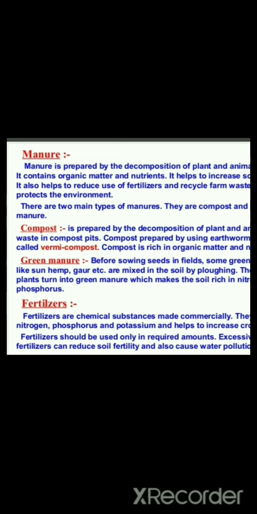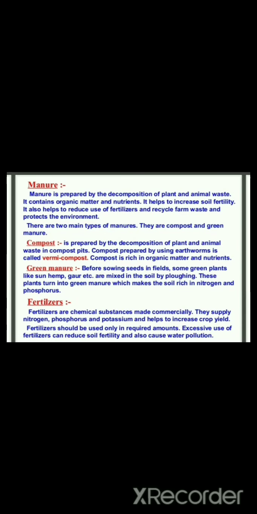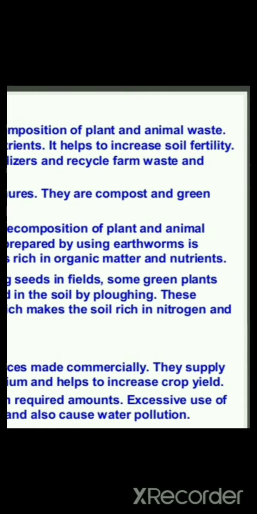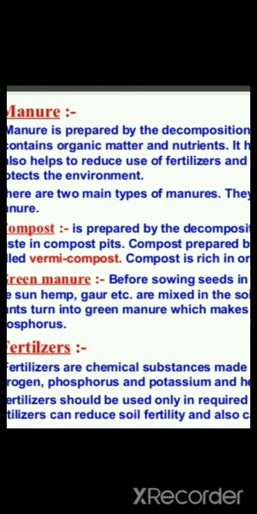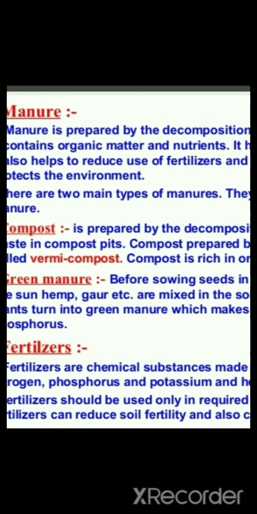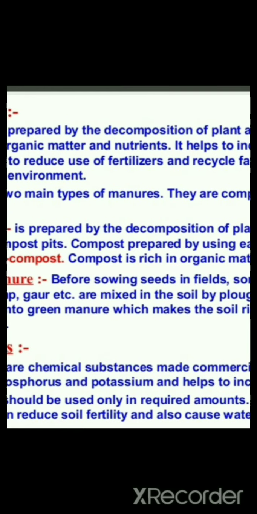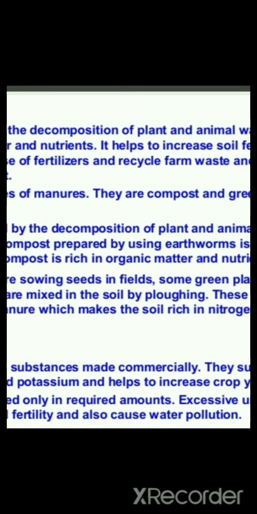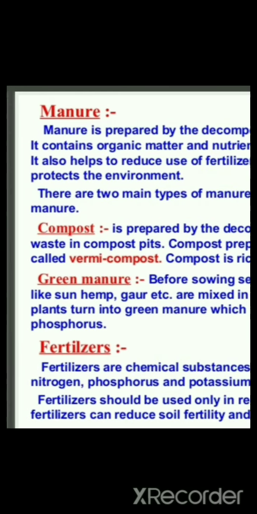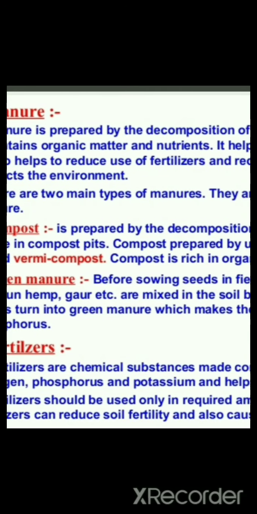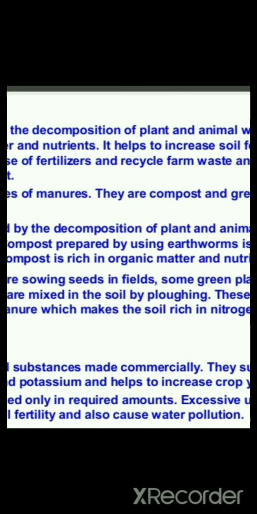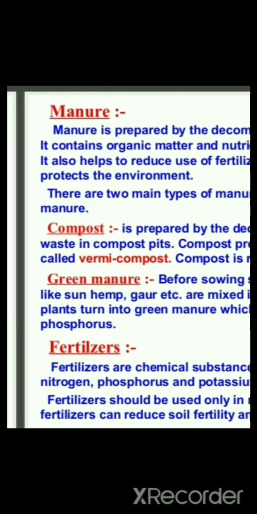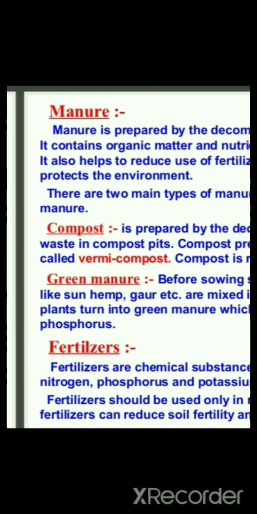First, manure. Manure is prepared by the decomposition of plant and animal waste. It contains organic matter, that is living matter, and nutrients. It helps to increase the soil fertility. It also helps to reduce the use of fertilizers, recycle farm waste, and protects the environment. Because manure is not that much concentrated, it is pollution free, so it protects the environment.